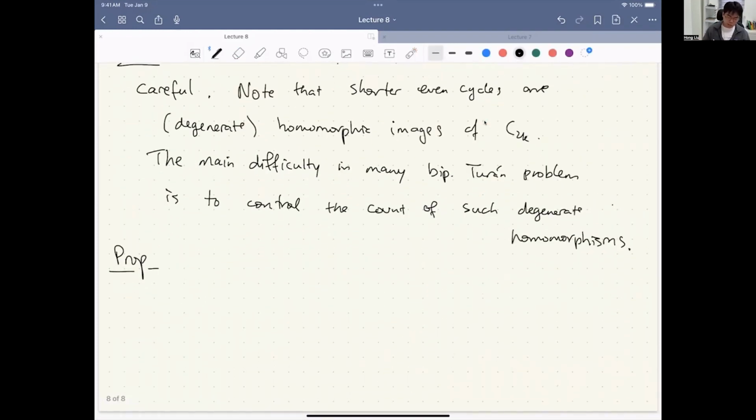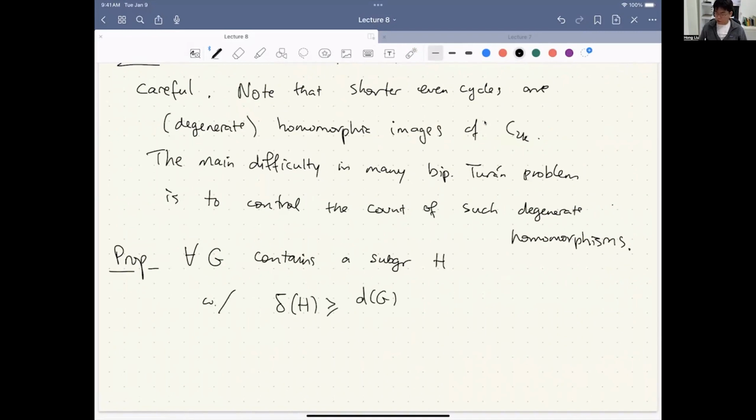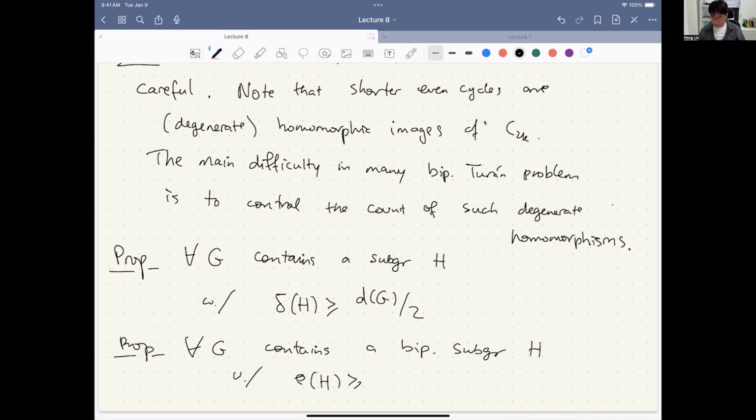We need some basic propositions. Every graph G contains a subgraph H where the mean degree is at least the average degree of G over 2. That's the one that I mentioned. And also, every graph contains a bipartite subgraph H with at least half of the edges of G.